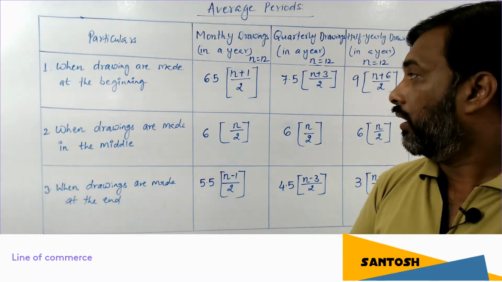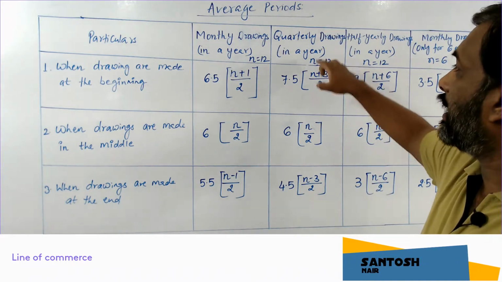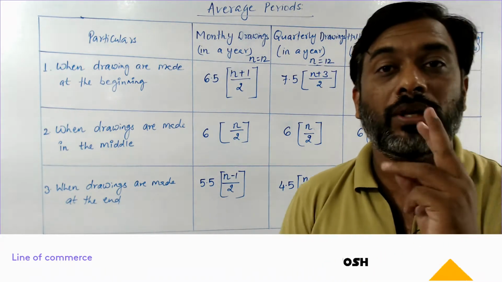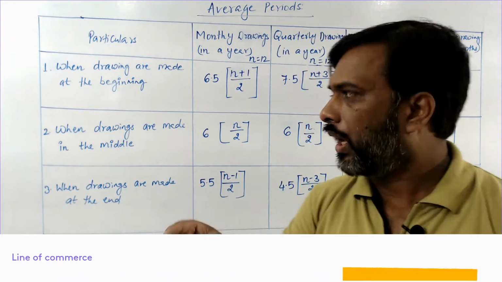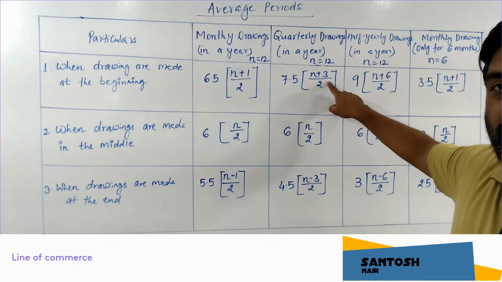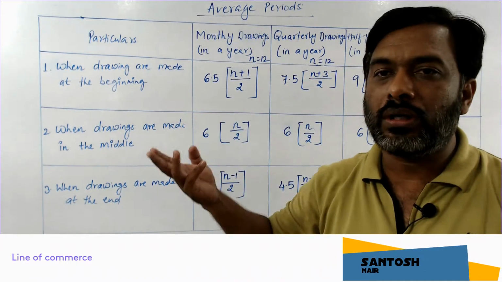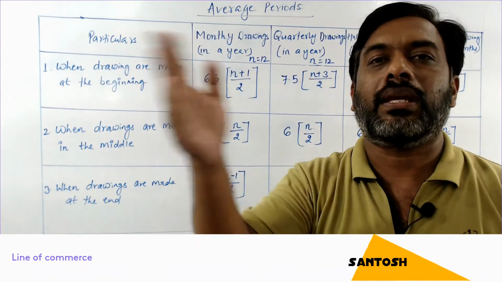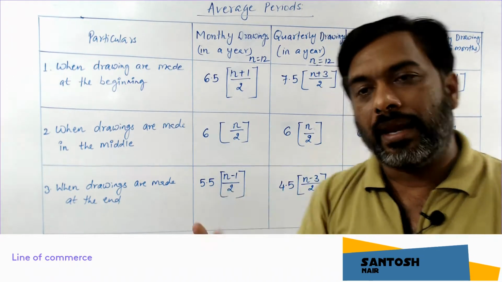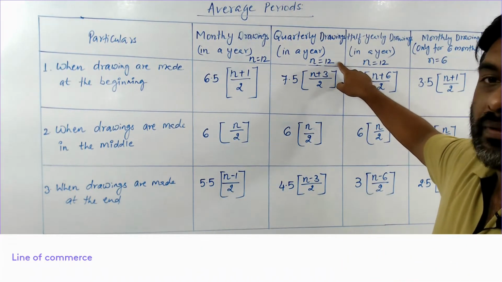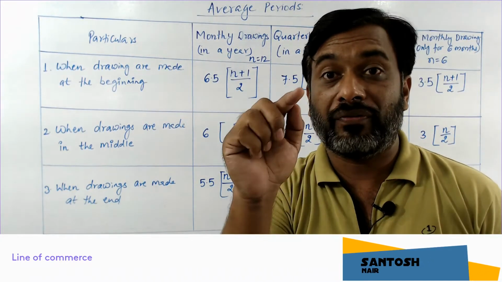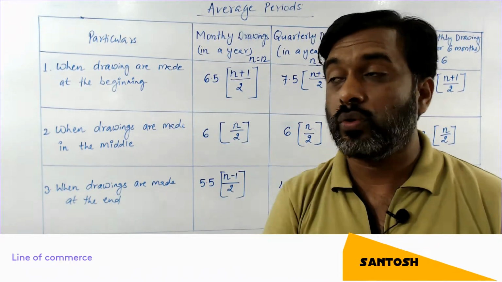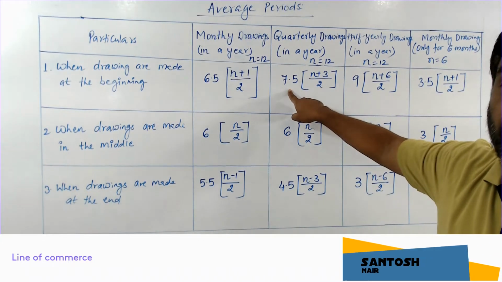Now when I say quarterly drawings, how many months are there in a quarter? 3 months. I have taken 3 here. In the beginning of each quarter, it will be n plus 3 whole divided by 2. Again, the value of n is 12 here. So 12 plus 3 whole divided by 2, 15 by 2, will be 7.5.